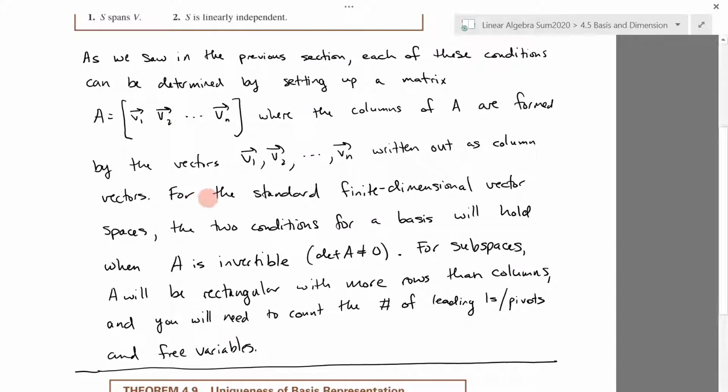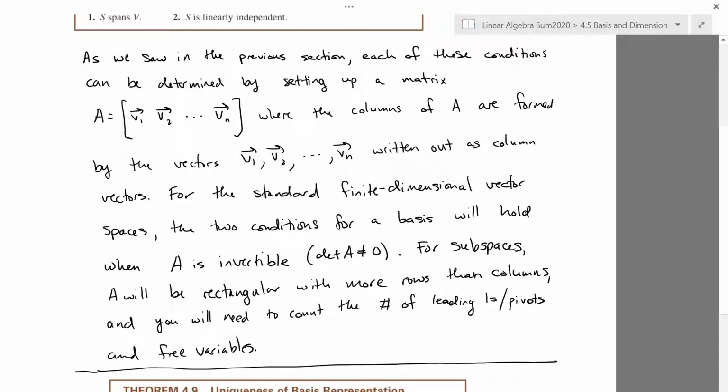So in the case of the standard finite dimensional vector spaces, these two conditions on spanning and linear independence will be satisfied exactly when this matrix A is a square matrix and is invertible. And from what we learned from determinants, we can check invertibility if the determinant of the matrix is not equal to 0.